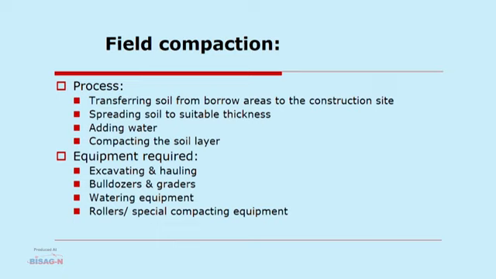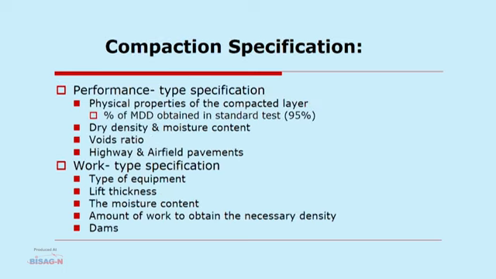Equipments required for field compaction are excavating and hauling, bulldozers and graders, water equipment, rollers or specific compacting equipment. Compaction specification: performance type specification, physical properties of the compacted layer, percentage of maximum dry density, MDD, obtained in standard tests should be 95%. Dry density or moisture content can be measured, void ratio can be measured, for highway and airfield pavements. Work type specification: type of equipment, lift thickness, the moisture content, amount of work to obtain the necessary density, for dams.